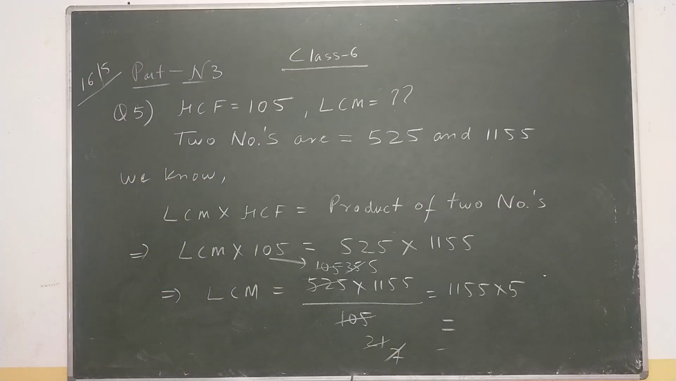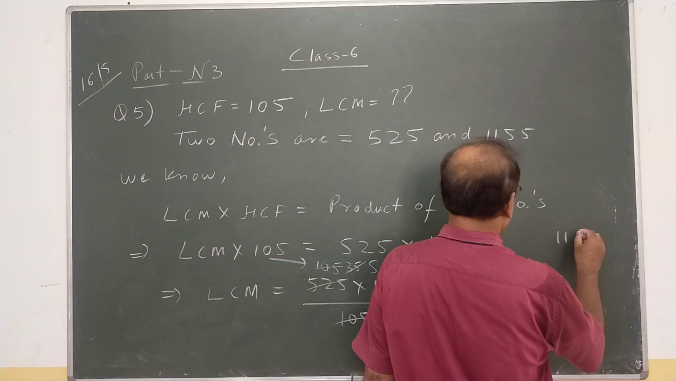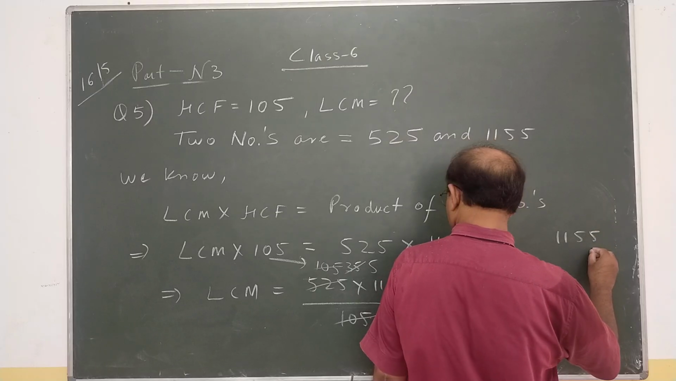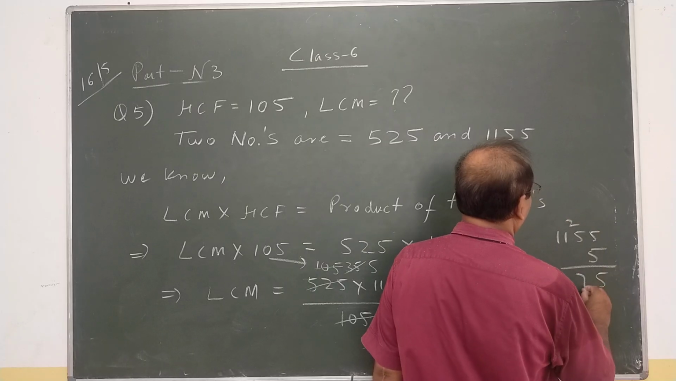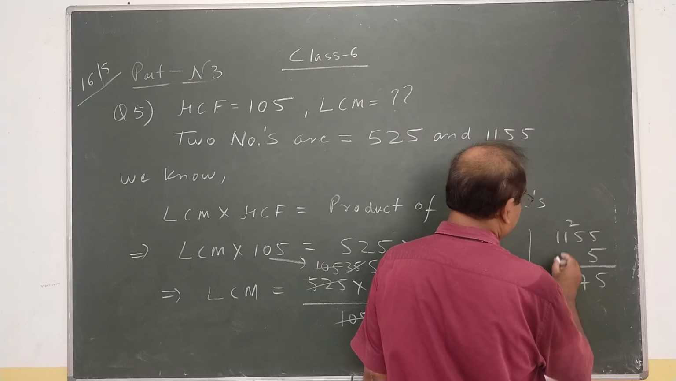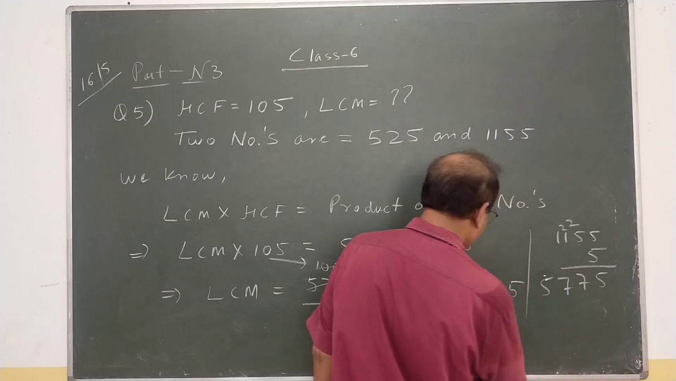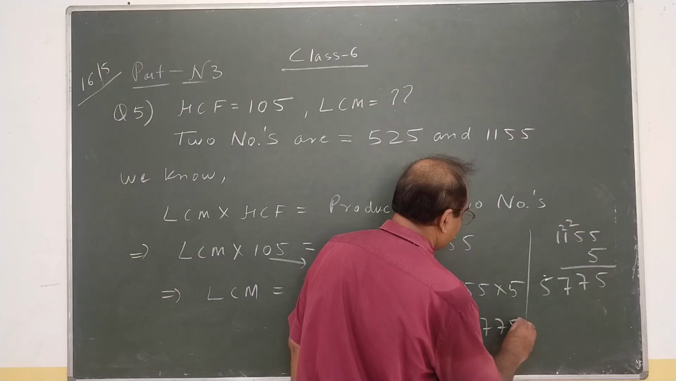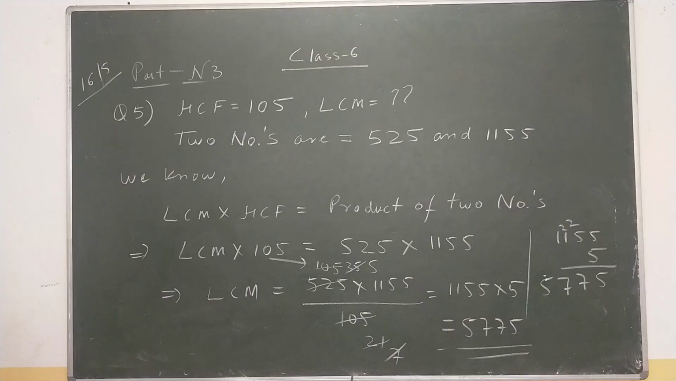LCM is 1155 into 5. Okay, so if you multiply 1155 into 5, 5 5s are 25, 2. 25 and 2, 27, 2 carried. 5 1s are 5 and 2, 7. So the answer is 5775 is the LCM. Very big value we have.